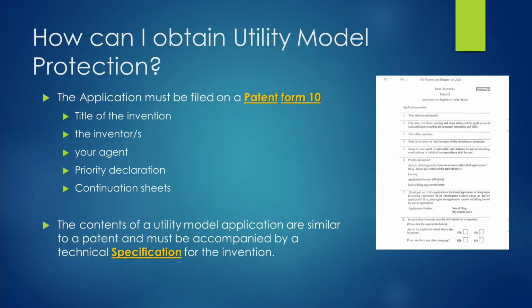So you're going to lay out the title, you're going to lay out the inventor or inventors, right? So you're going to say who the inventors are, their addresses, so that we can know who the inventors are. If you're acting with an agent, you're going to tell us who that agent is. So these things are very similar to the patent, right?